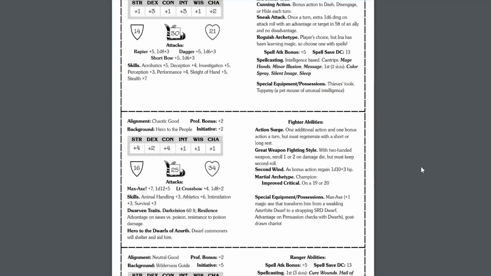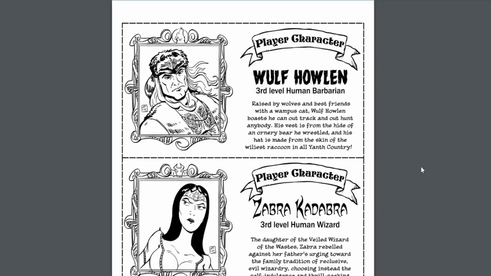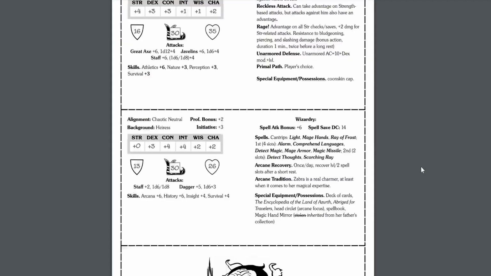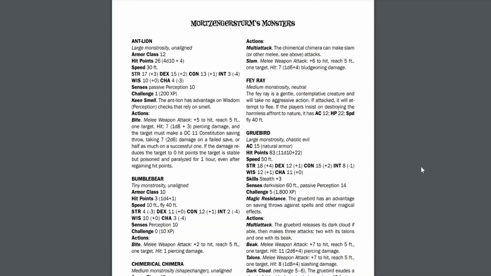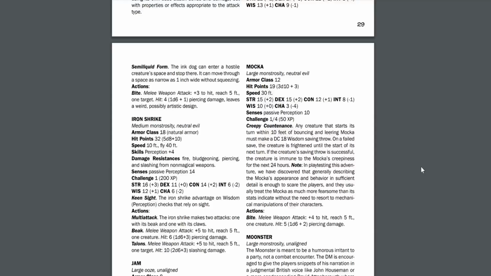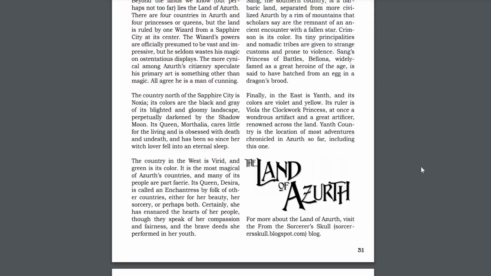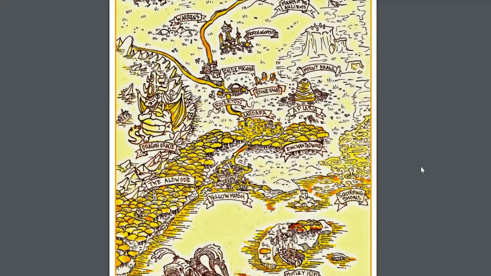And again, just wonderful characters, Wolf Howlin and Zabra Kadabra. And then a whole list of stat blocks for all kinds of monsters and encounters that you might find along the way as you're exploring the Mad Manticore's mansion. Highly recommend this book as one of the ones that you can add to your collection to get some terrific role-playing comedy.